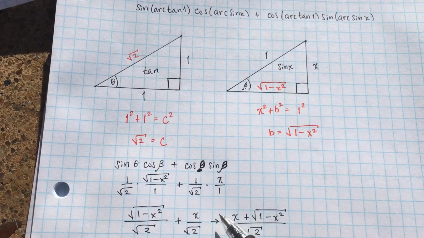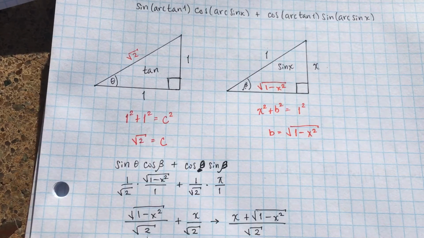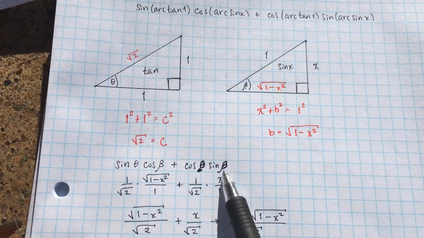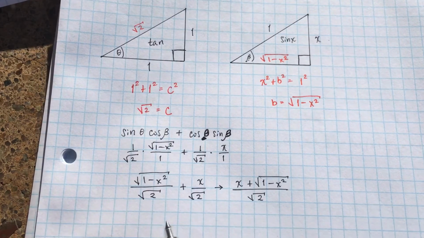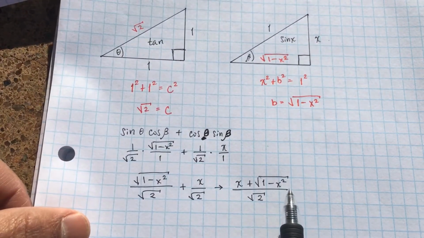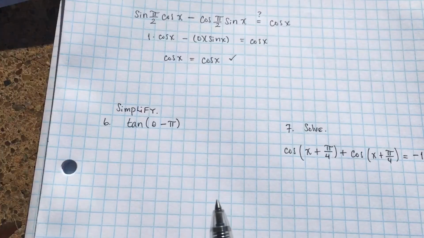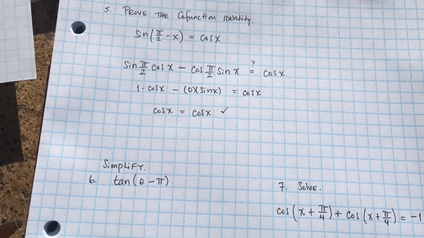From there we just do our math. Multiply this out, you get the square root of 2 underneath. Multiply this out, you get this guy. Same denominators, you can go ahead and put them together. All right, guys, so that's not too bad. Just make sure with these problems you do have to draw your triangle. Let's go ahead and see if we can do a few more here.